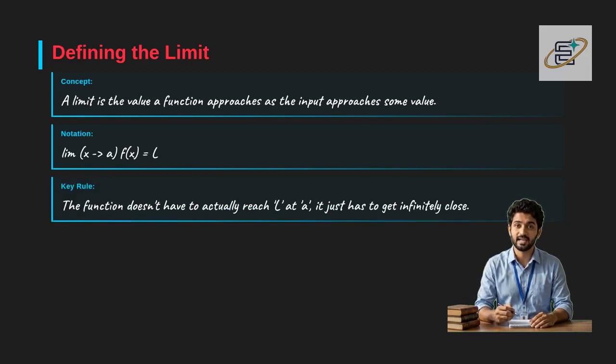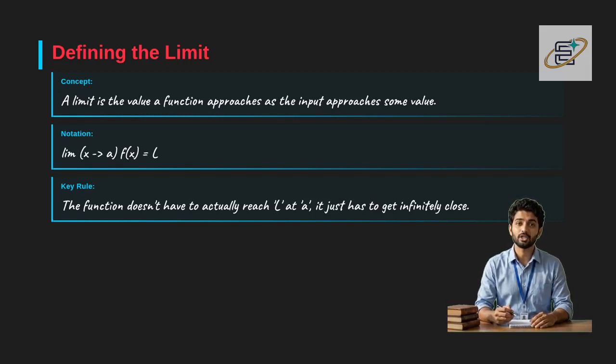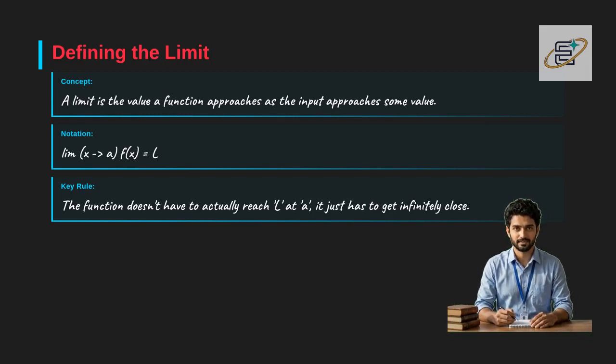Now, here is your anchor fact for this topic, the key rule you must remember: the function does not actually have to reach the value L exactly at point a. It just has to get infinitely close to it from both sides. Sometimes, there is a literal hole in the graph at that exact point, but the limit still exists because the path clearly points to that specific value.